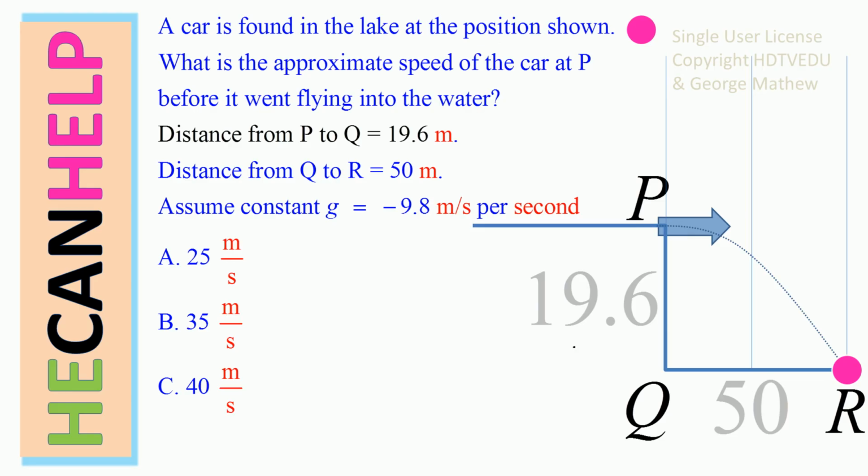A car is found in the lake at the position shown. What is the approximate speed of the car at P before it went flying into the water?